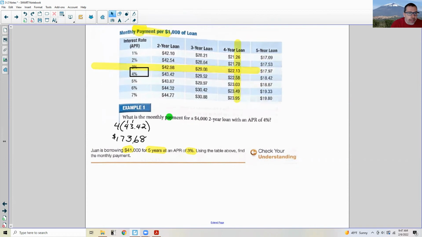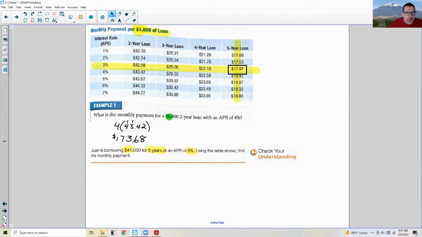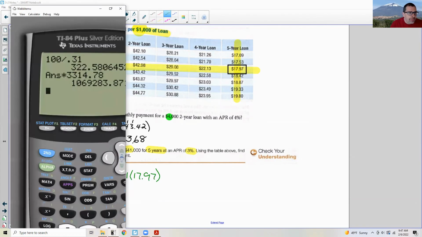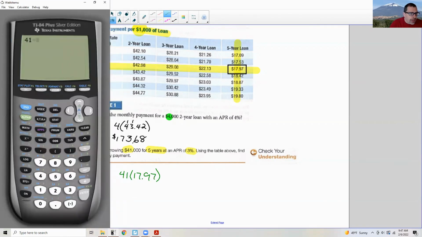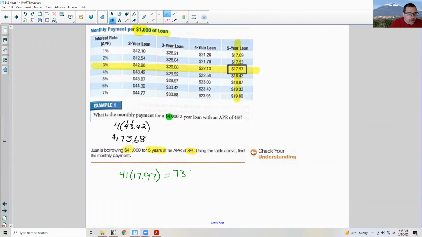So now we're looking at, oops, try to grab this box here. We're looking at $17.97 per $1,000 for Juan's loan. And we are going to take this and we're going to take 41 times $17.97. Okay, so in doing so, 41 times 17.97 is going to give us $736.77. Okay, so that is his monthly payment for a $41,000 loan that's going to be paid back over 5 years at 3% interest.